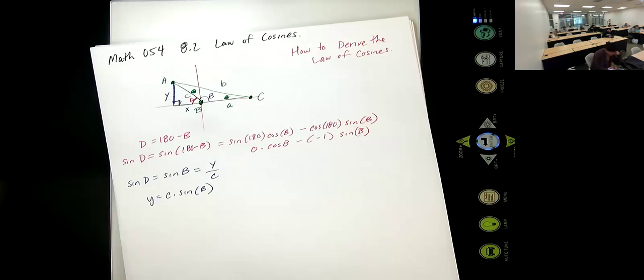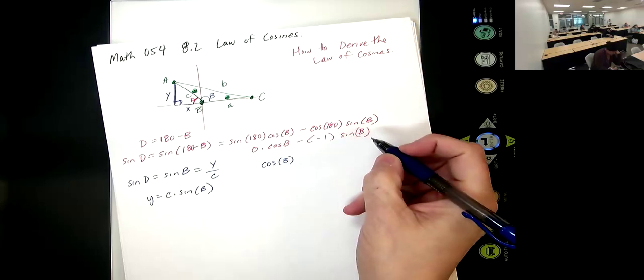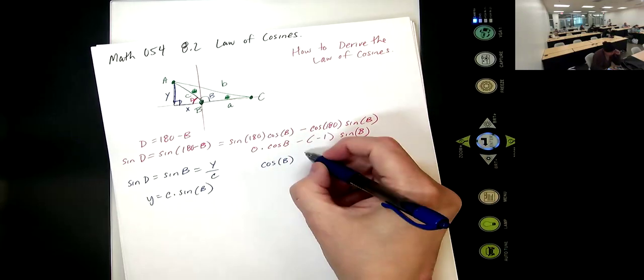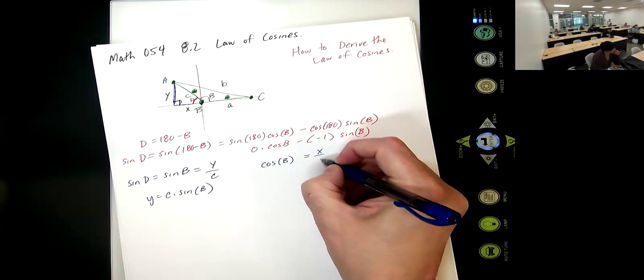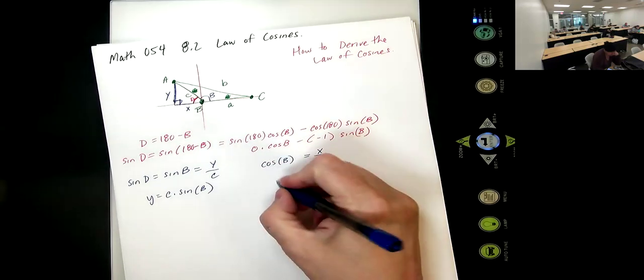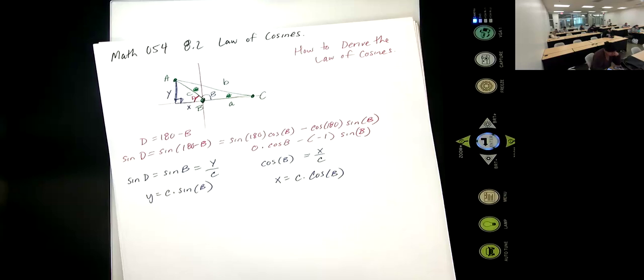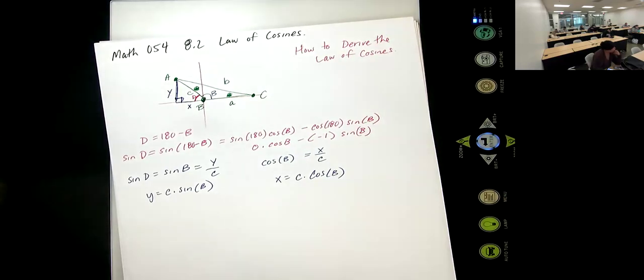We'll do the same thing with cosine. Cosine B is x over c. So x equals c times cosine B. Everyone follow that?